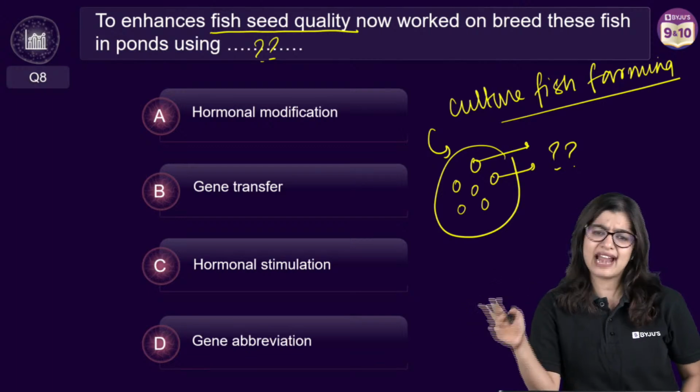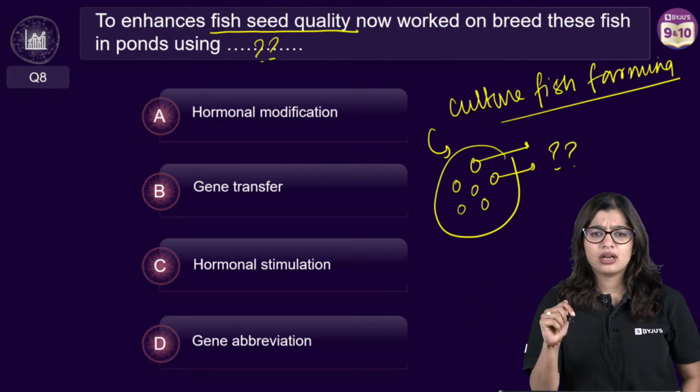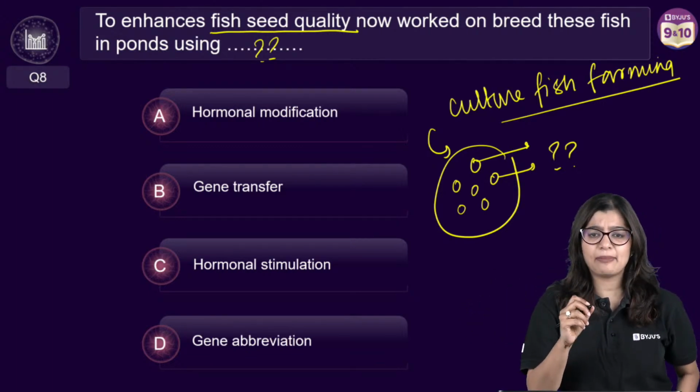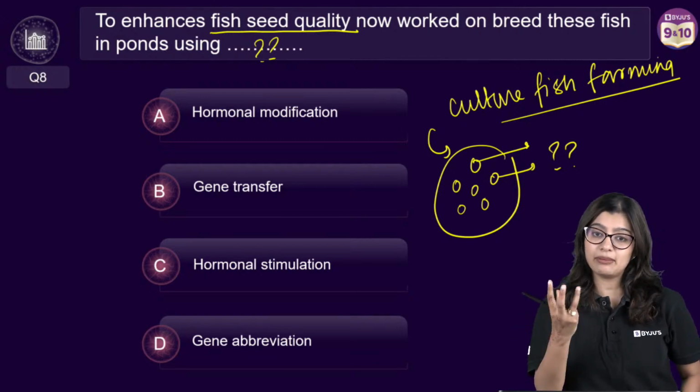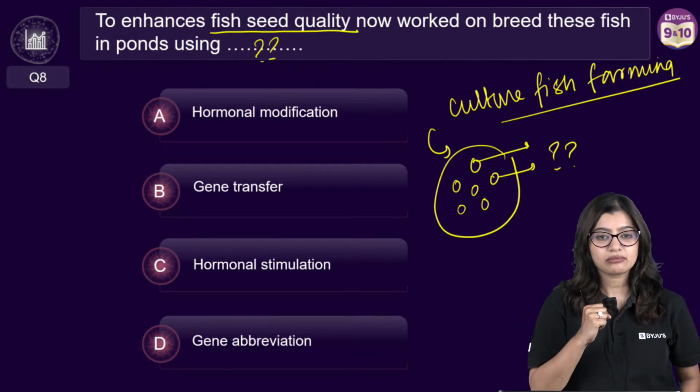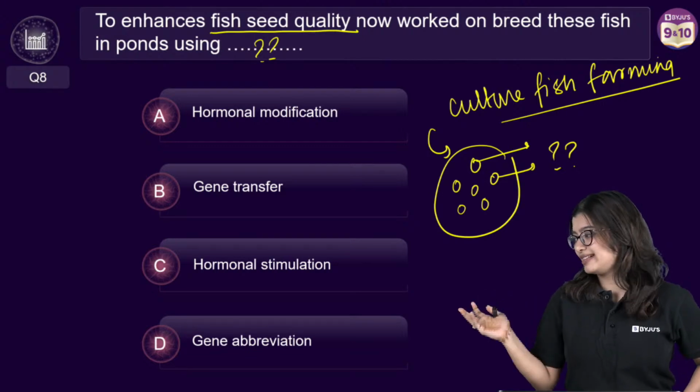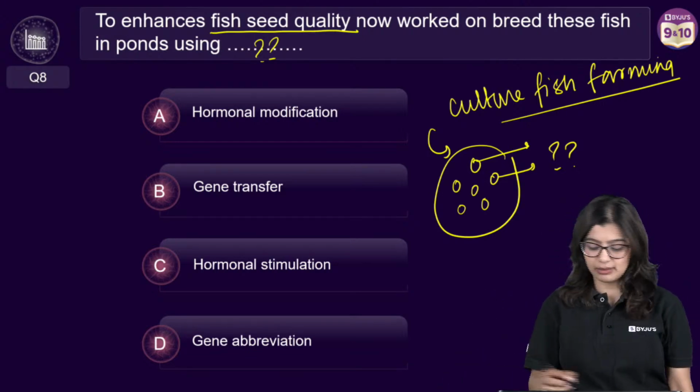Stay with me till the end. I'm going to solve all your doubts. Now, somebody was asking me what will happen if RBC is kept in hypertonic. It will shrink, right? With this, I can see many of you have given me the answer.